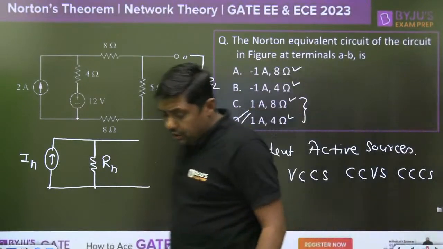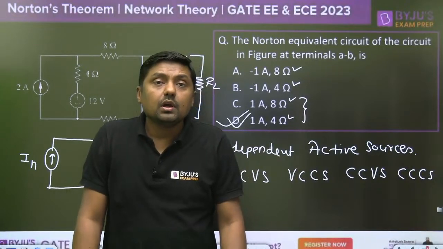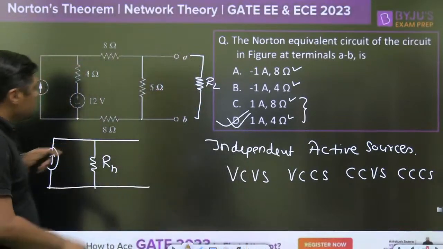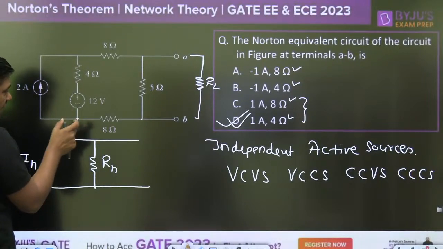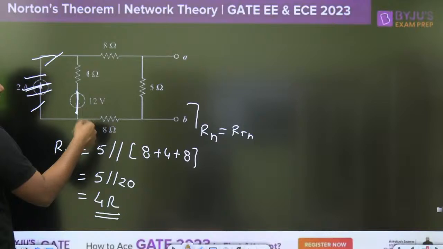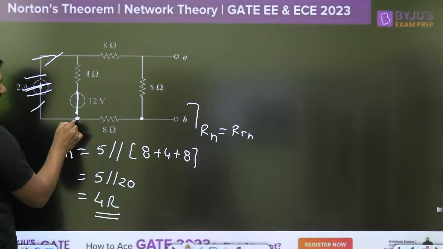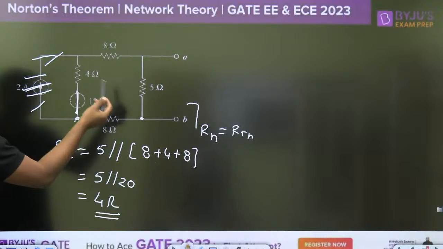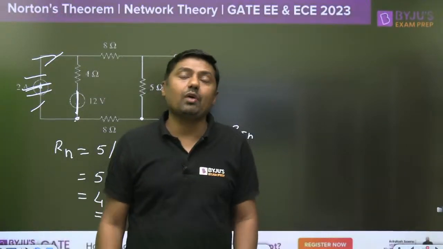So my dear, what is new in this question? What is new in this particular question? The new thing in this question is this 8 ohm resistor here. Because of the 8 ohm, we have to decide which terminal we can take as a reference. It may be this or it may be that, and I am taking this as a reference, and that's why I am finding the value of ISC and Rn, Norton's equivalent.